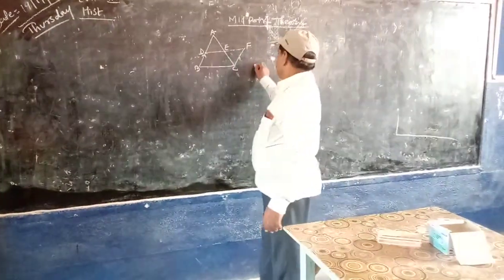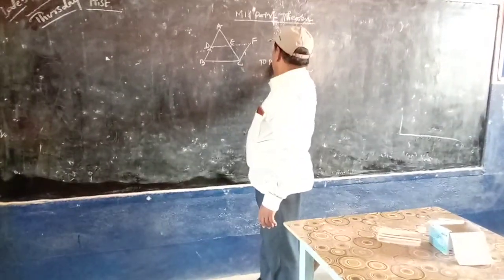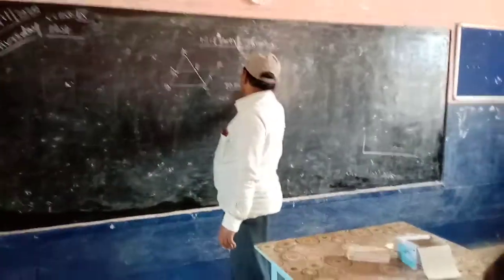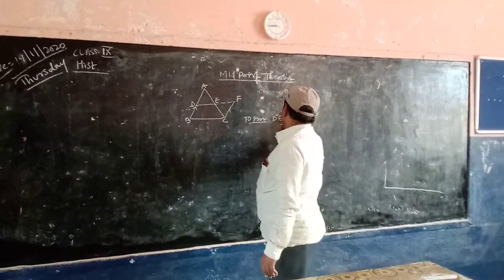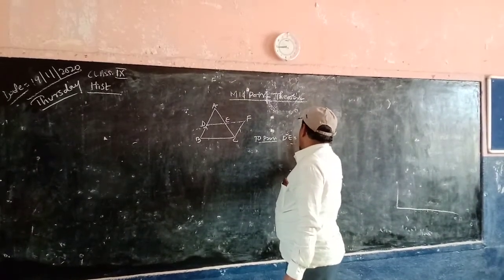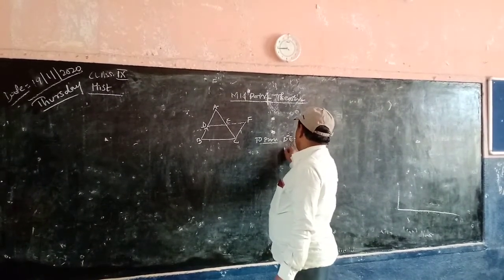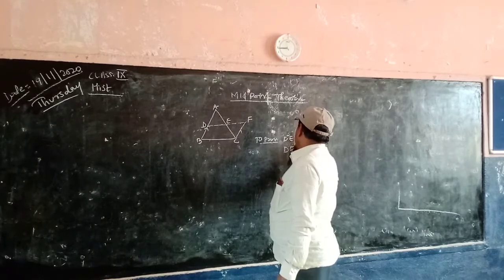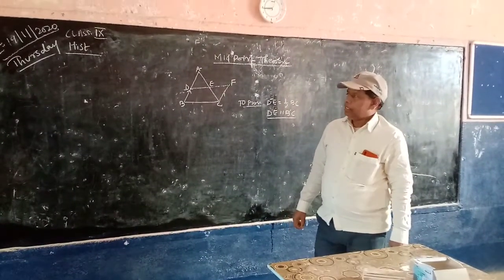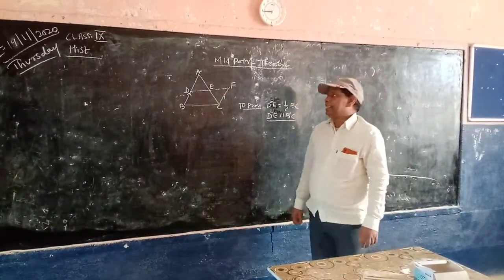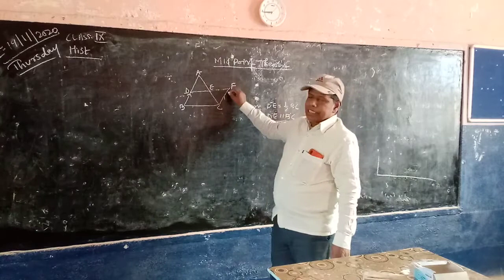To prove: DE equal to half BC and DE parallel to BC. Here is the construction: join C to F.